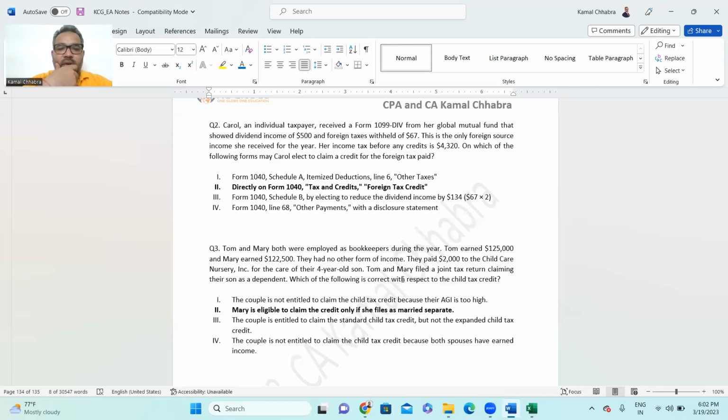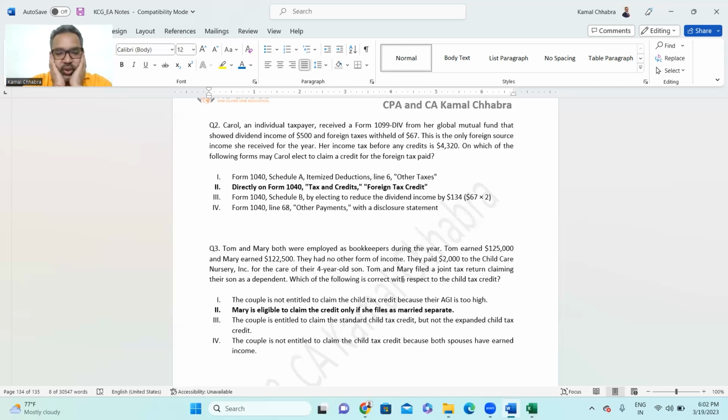Form 1040 Schedule A, itemized deduction. Directly on Form 1040, tax and credits for the foreign tax credit, or Form 1040 Schedule B by electing to reduce the dividend income by $134, or 1040 line item 4 other payment with the disclosure statement. So which one is the right option?